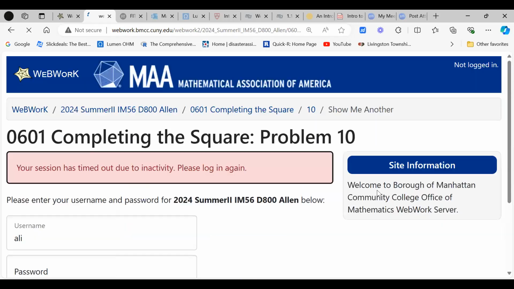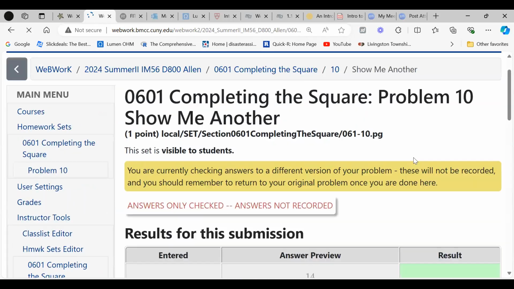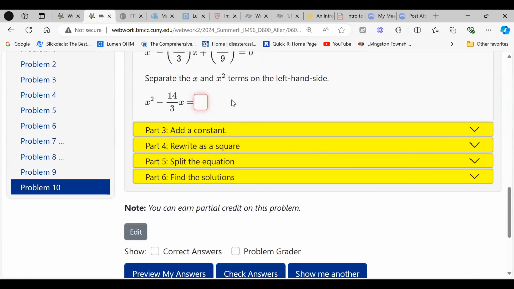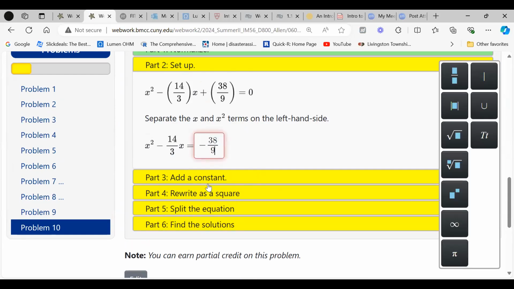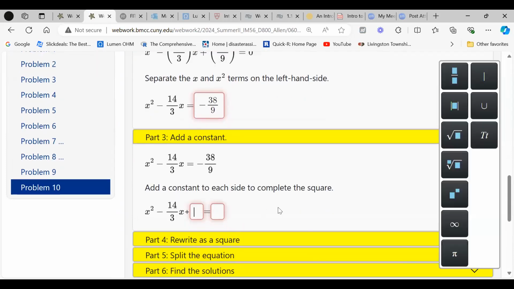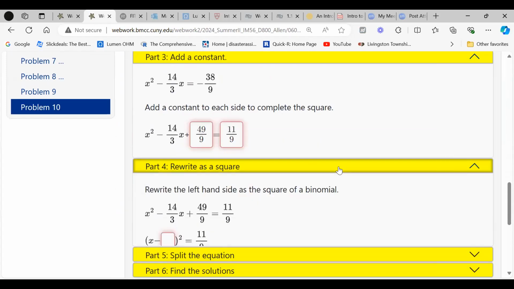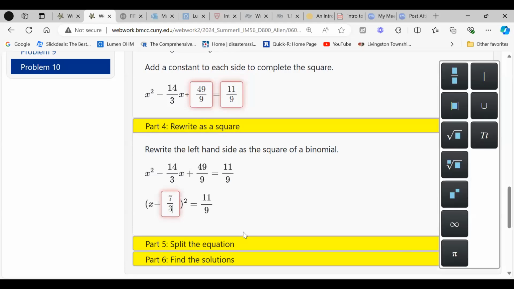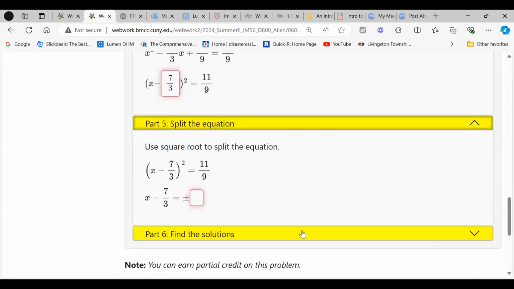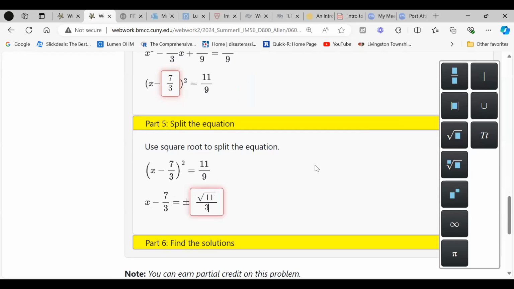Now we can check every step along the way. Let's check it. Okay, yeah, it's good. Now we can move on to the next step. Add a constant. The constant is 49 over 9. The right hand side becomes 11 over 9. Then we write a perfect square, so that will be x minus 7 over 3 in parentheses squared, equals the square root of 11 over 3.